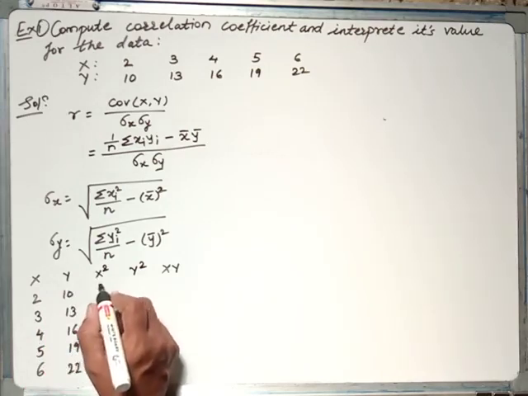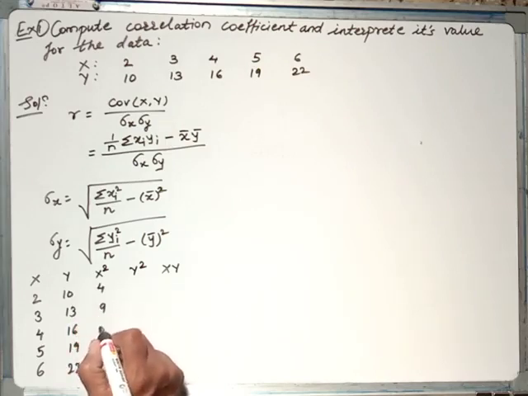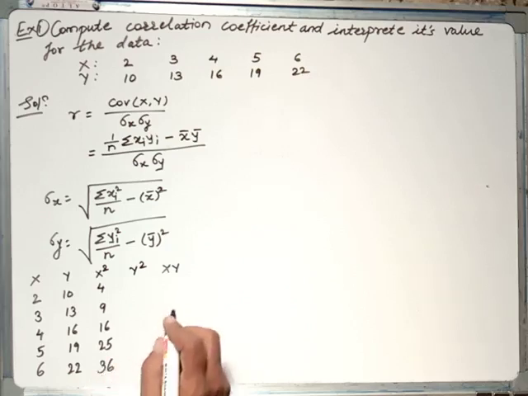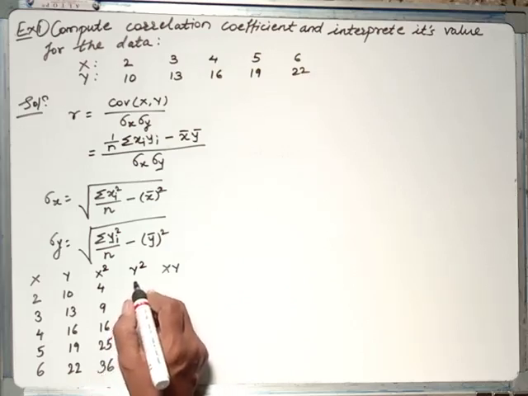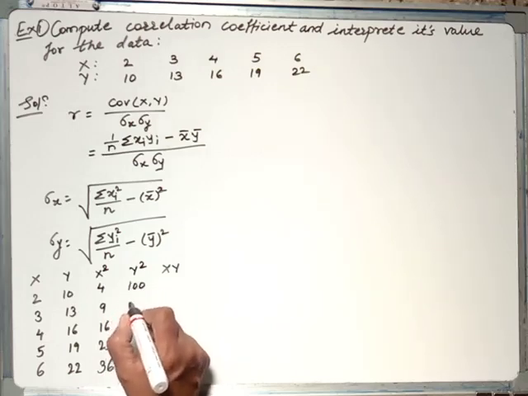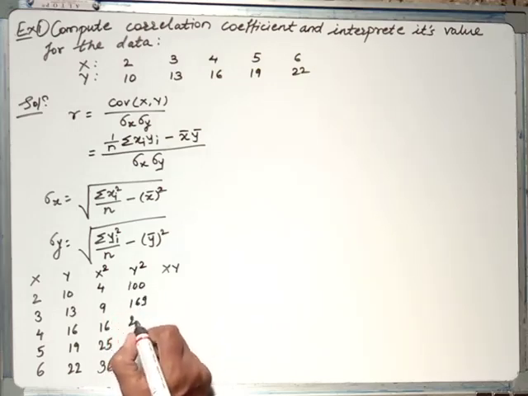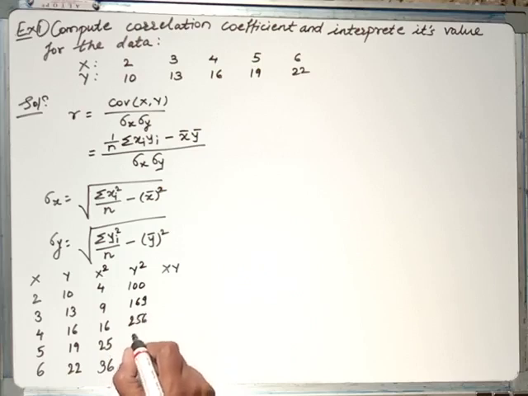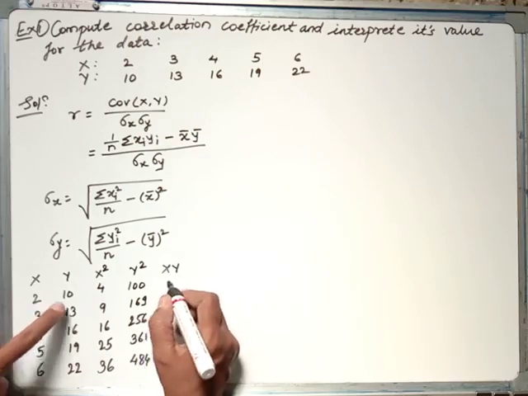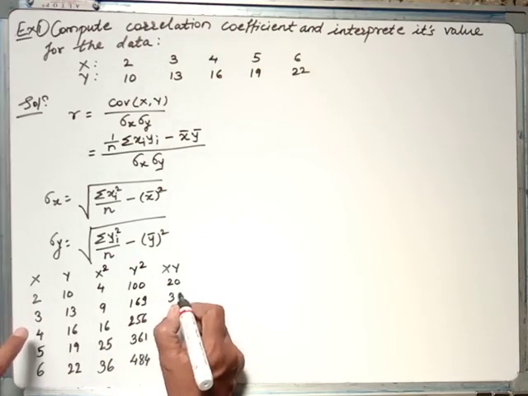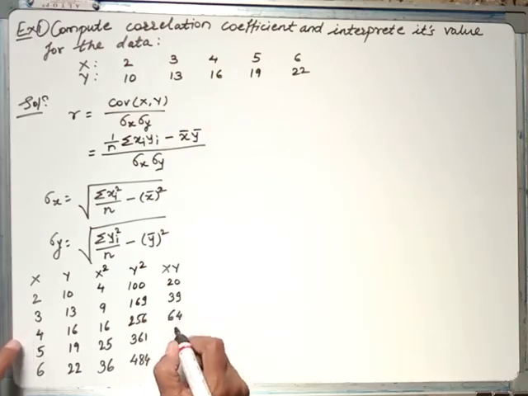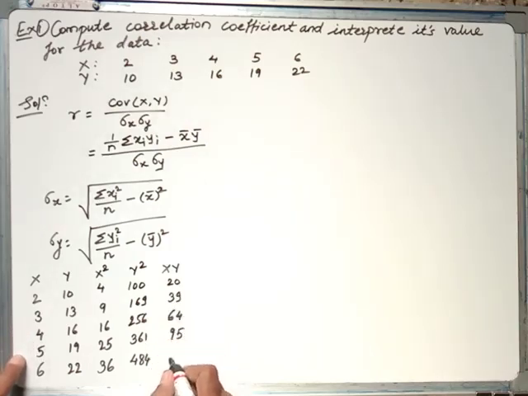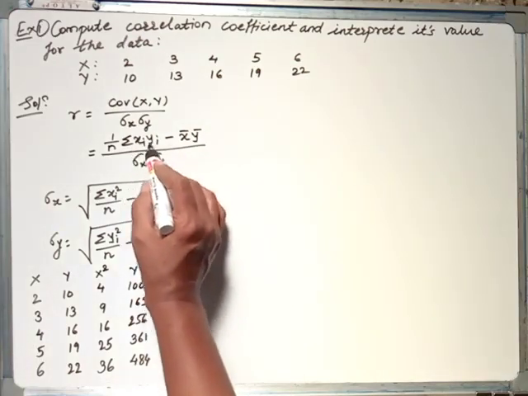Okay, we need the squares. So let me write them: 4, 9, 16, 25 and 36. Here the squares of y: 100, 169, 256, 361 and 484. Then the product of them. So it is 20, 39, 64, 95 and 132.